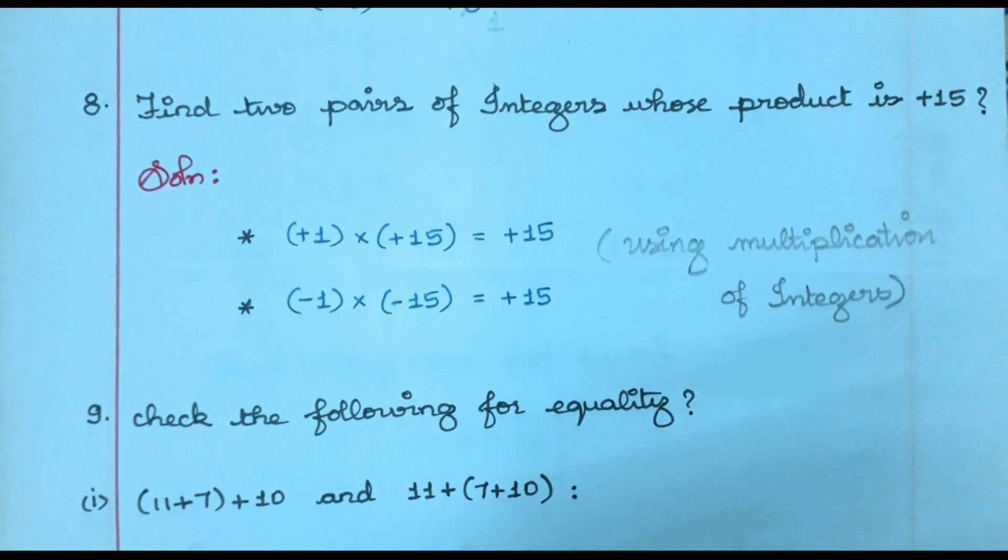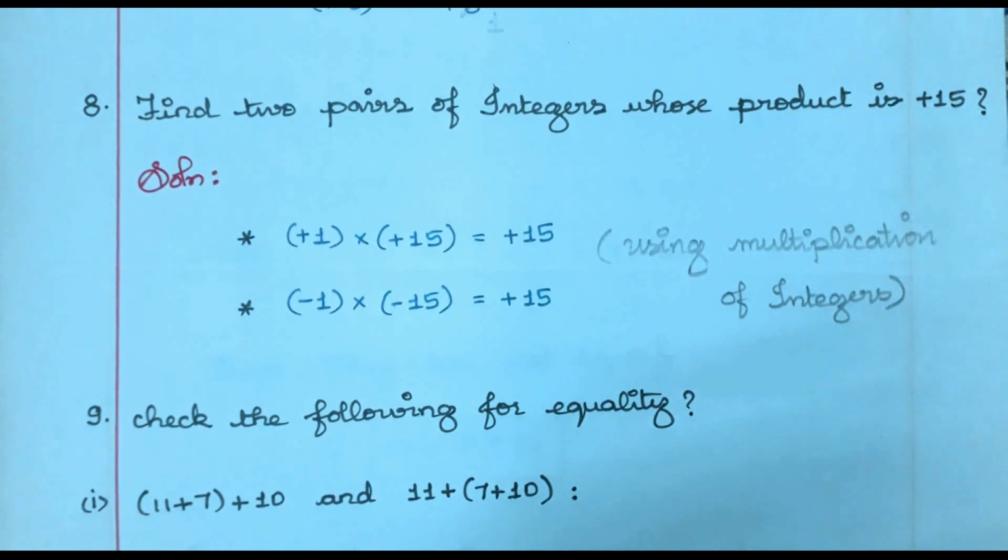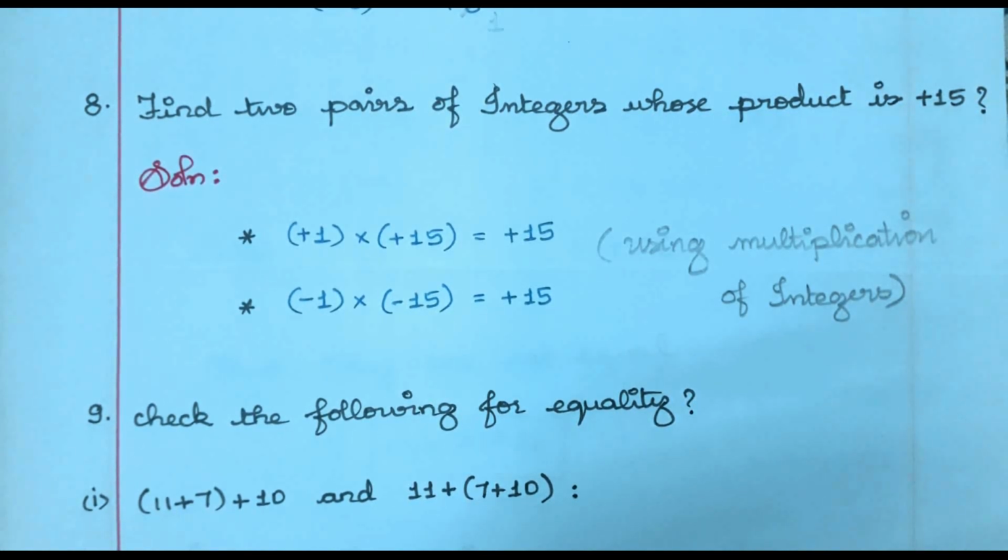Clear? So what are the numbers we can multiply together to get plus 15? We can go with the first table. In one table, we know that 1 into 15 will give you 15. You can go with two table. Do we have 15 in two table? No, but we have 15 in three table.